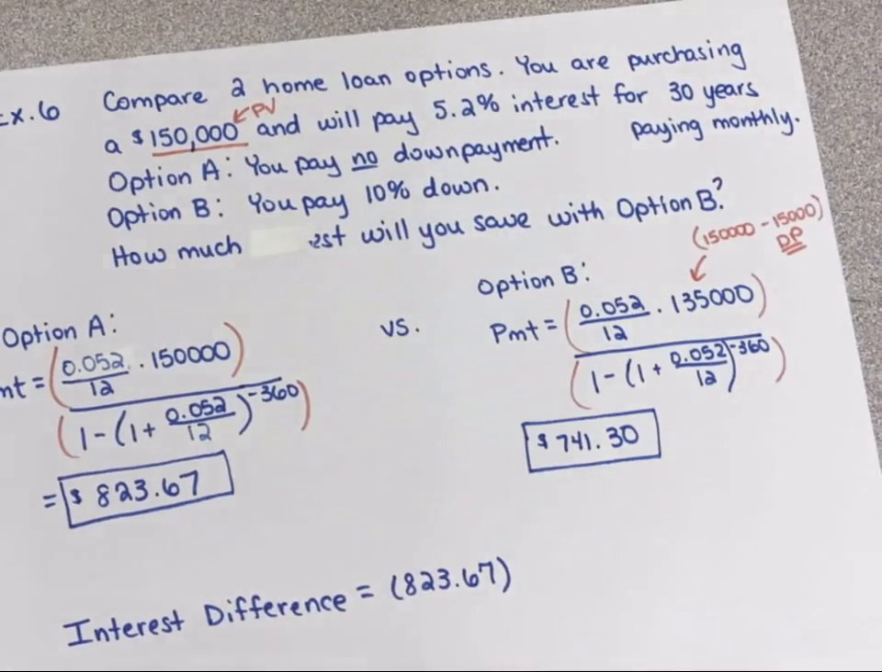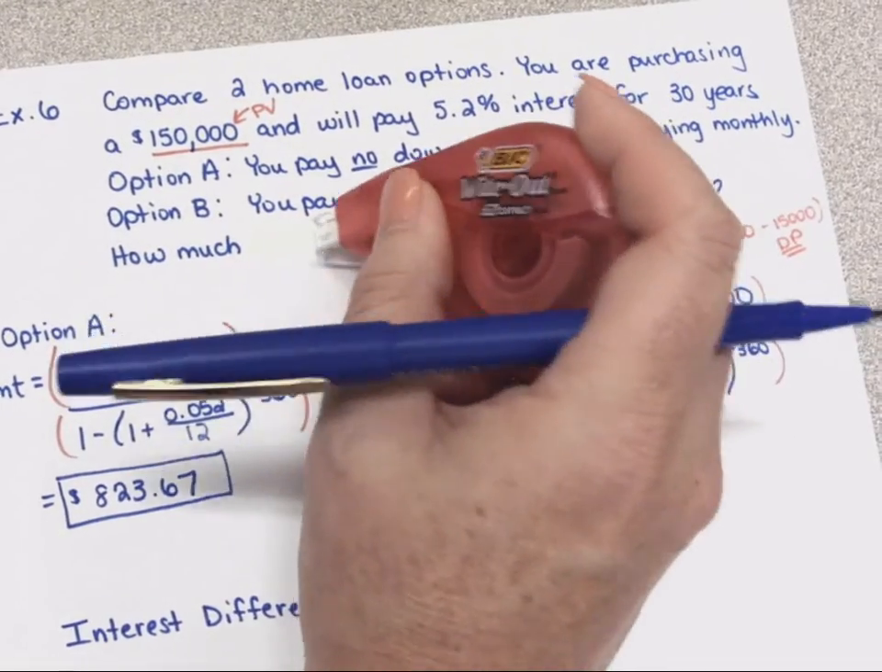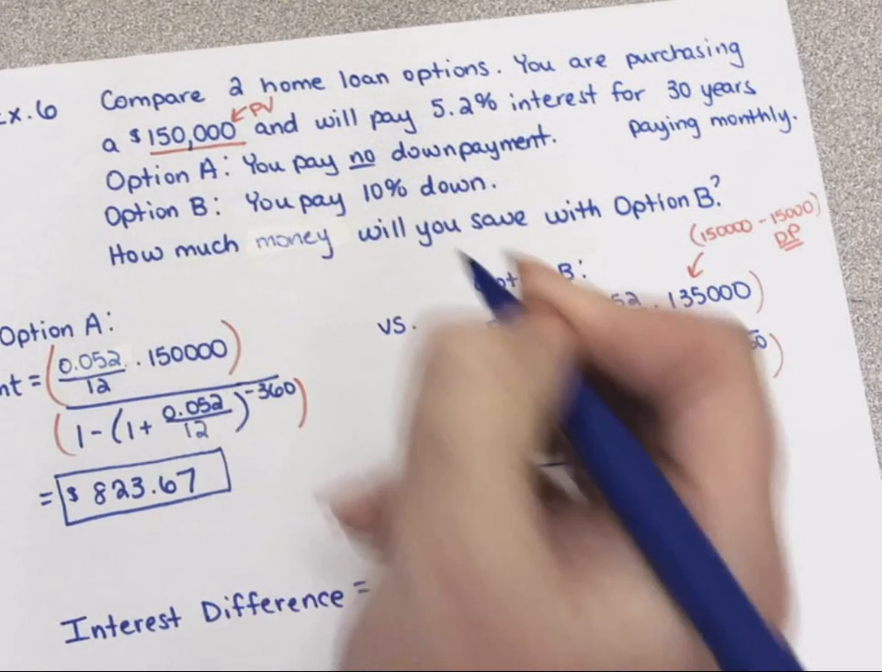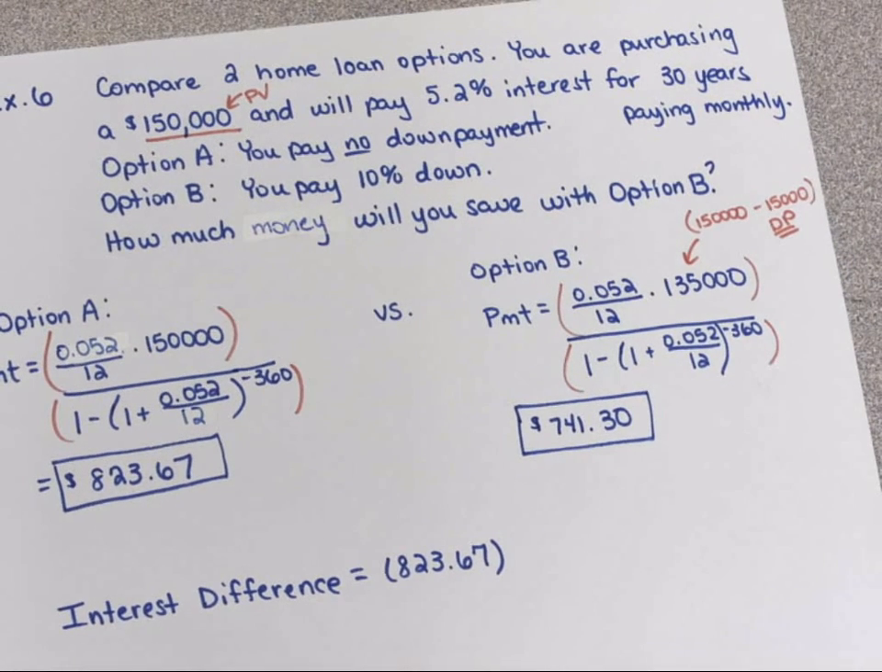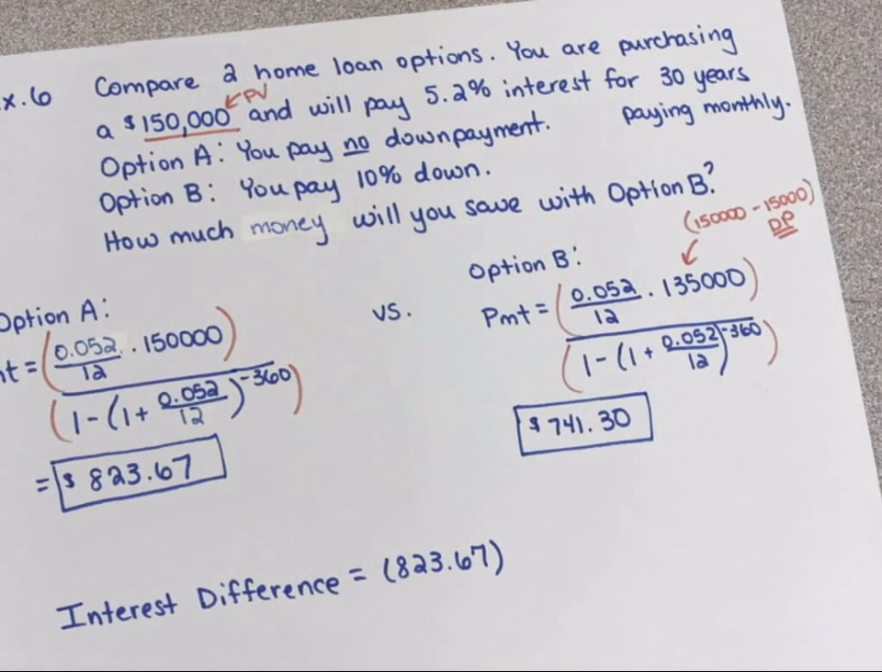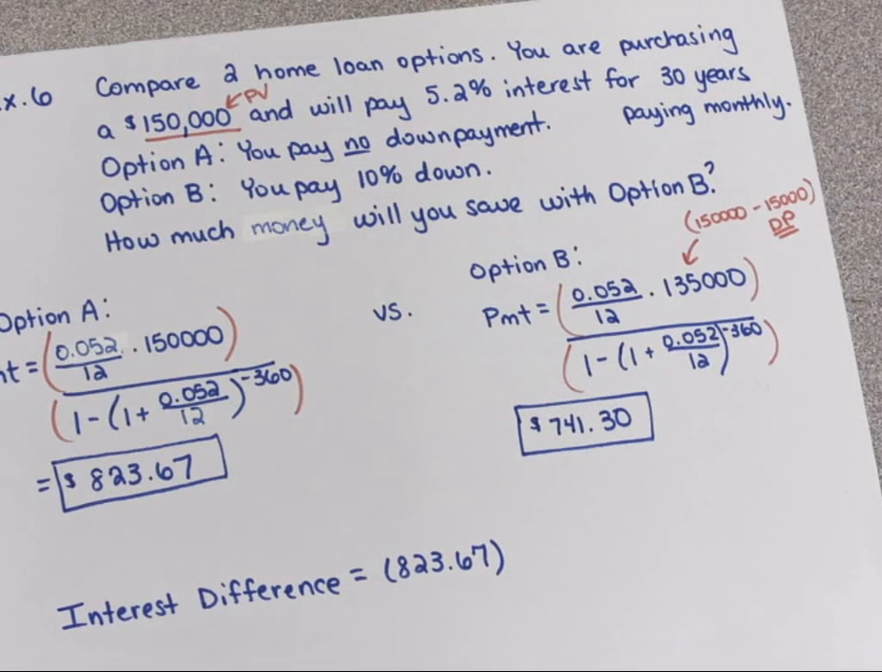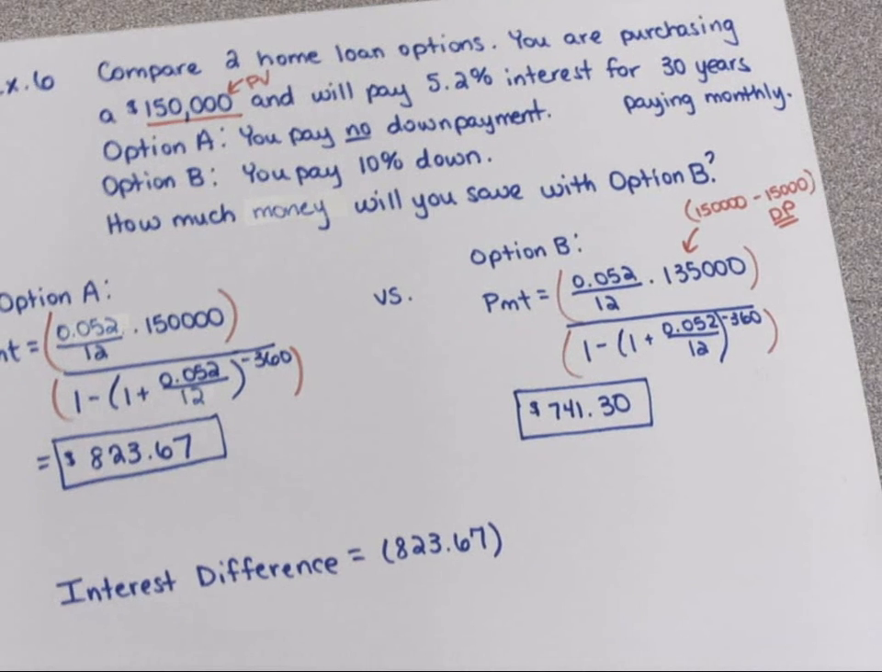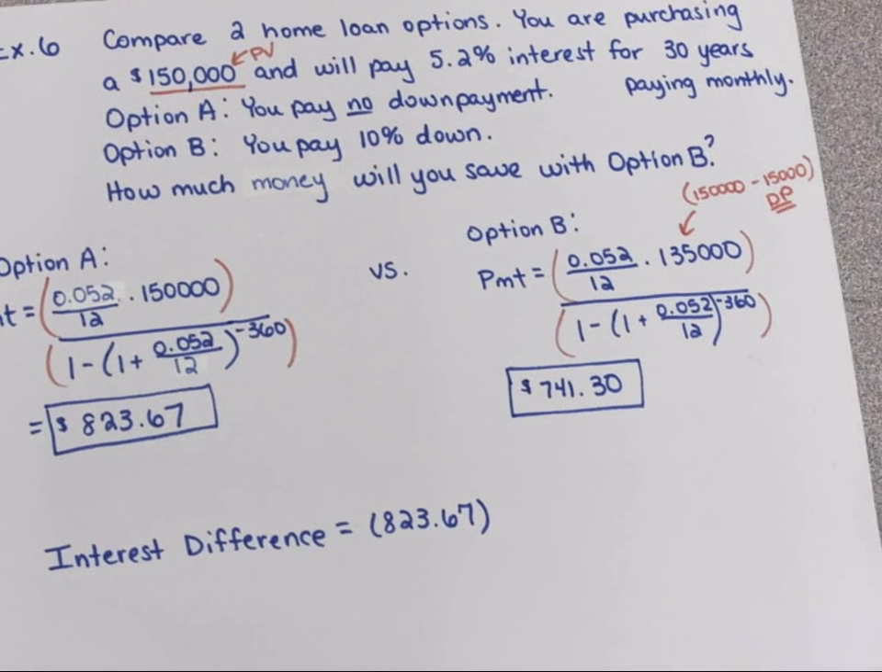So there's a couple of ways you can do this. I'm just going to do it kind of similarly to the way that we've always done it. So I'm going to do the payment of $823.67. I want to change this a little bit. I want to change this interest amount to how much money will you save, because that's actually what I more want to see. So change this word.